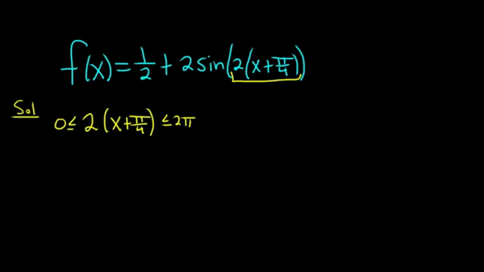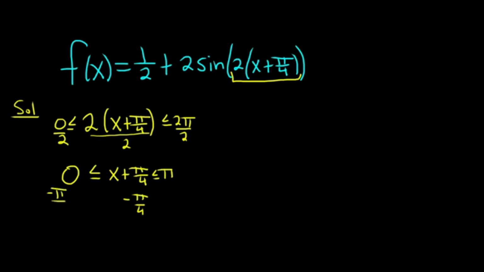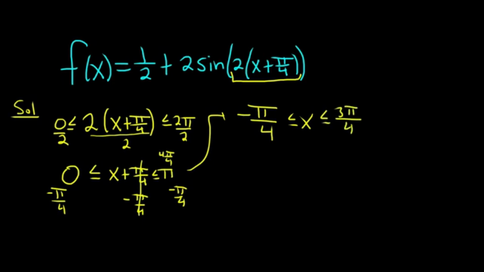Then you want to solve for x. So if we divide everything by 2, you end up with 0 less than or equal to x plus pi over 4 less than or equal to pi. And the last step is to subtract pi over 4 from all of the sides. You can think of pi as 4 pi over 4. So you end up getting negative pi over 4 less than or equal to x, because these cancel. And then 4 pi over 4 minus pi over 4 is 3 pi over 4. So step 1 has been done.